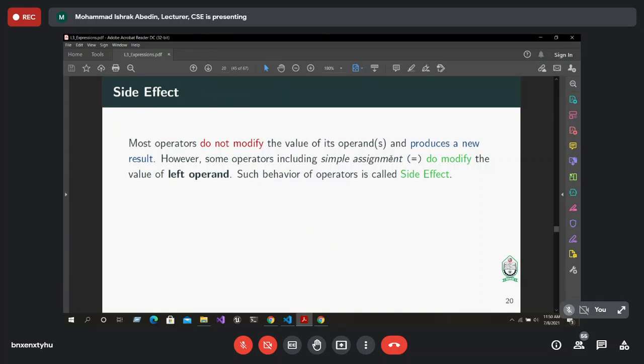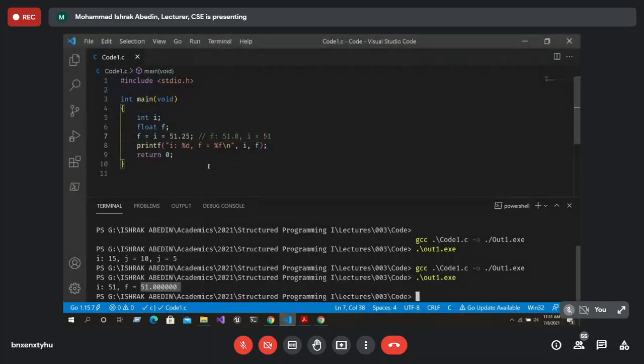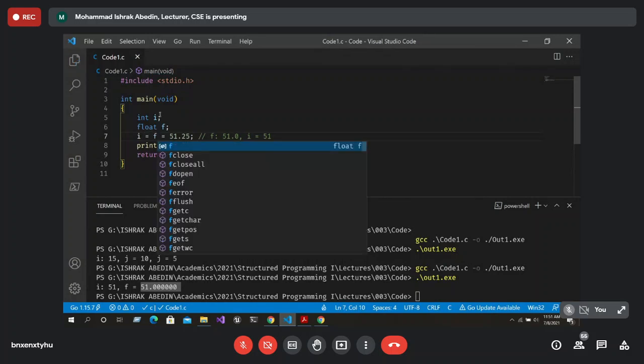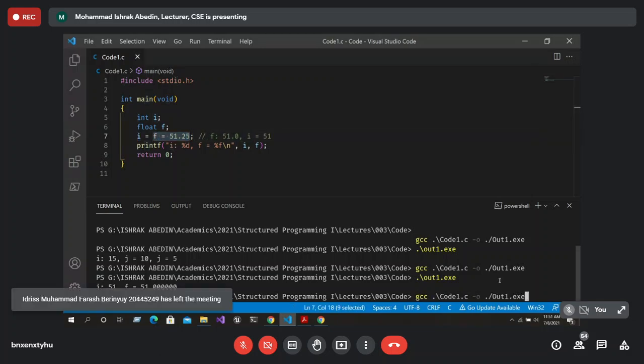So now let us talk about side effects. Sir, I had a question. If we gave the line as i equal to f equal to 51.25, then the result would be 51.25 and 51, right? Yes, correct. Since 51.25 is being assigned directly to the float, f will have the value 51.25, and now this one will be evaluated as 51.25, or 51.25f to be more precise. Then it will be stored in i. Since i is an integer, it will be converted to an integer, and it will become just 51. Understood, thank you, sir.